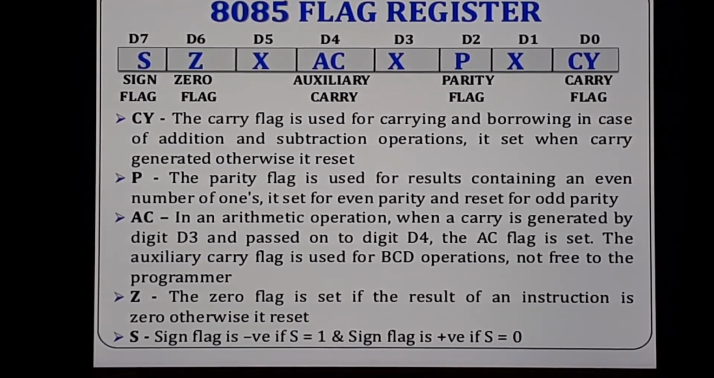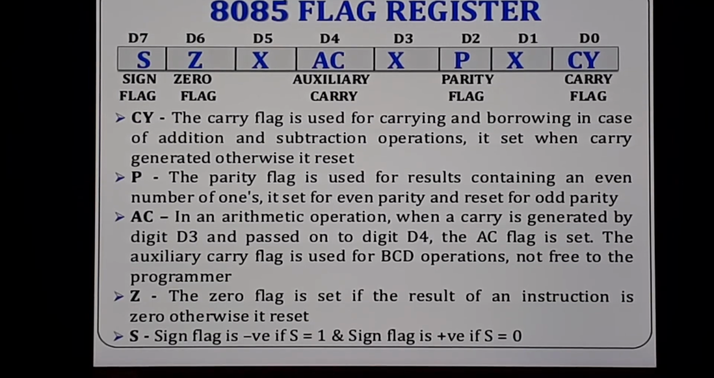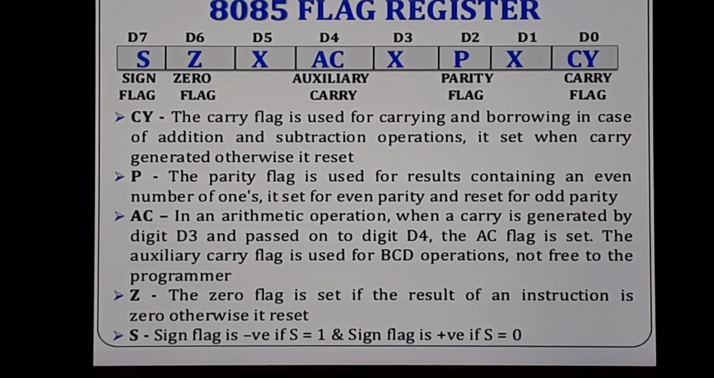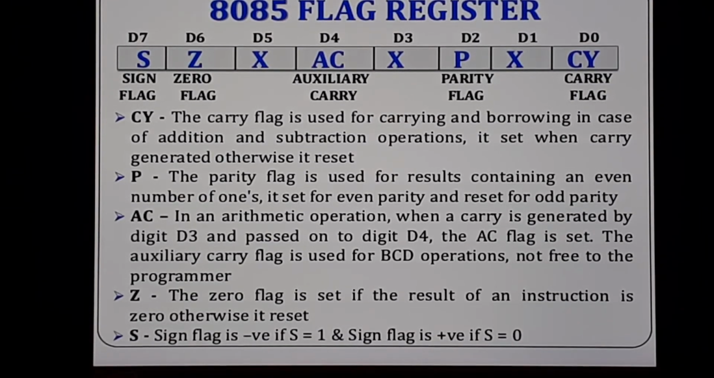Now next is the P flag. Don't care, you don't need to mention anything. You will just mention D1, D3, D5 as don't care, and they don't contain any flags. You only need to mention in brief CY, P, AC, Z and S. So CY flag will be set to 1 if there is a carry generated in the accumulator result.